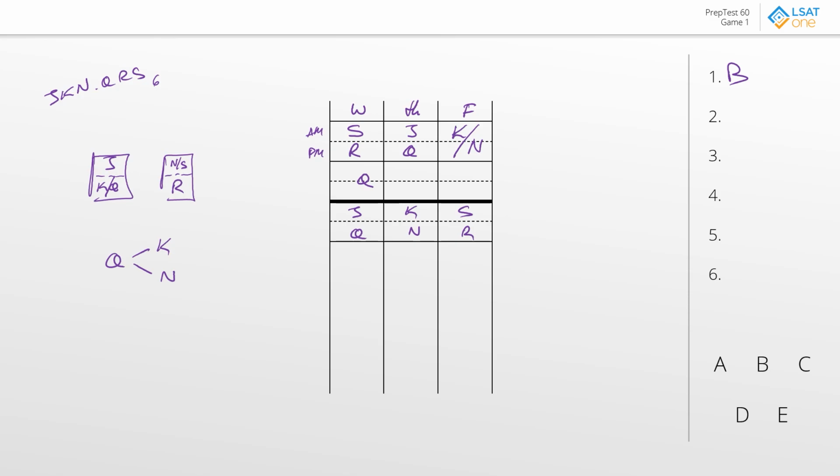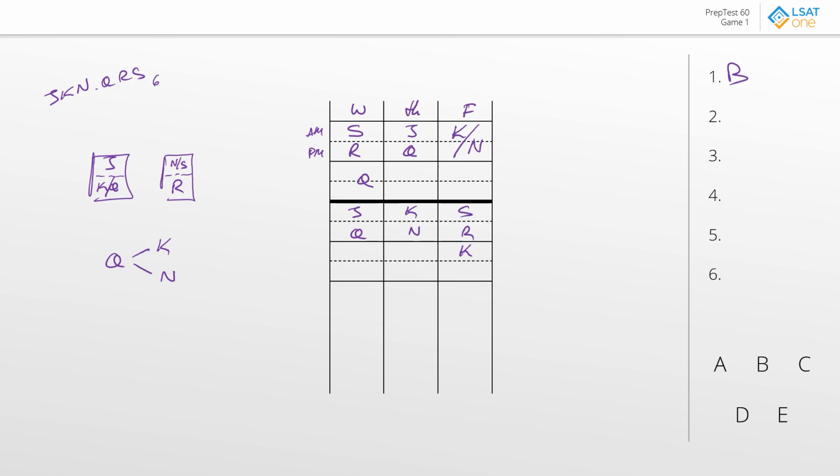If K is on Friday morning. Now, if K is on Friday morning, obviously that could work in this template, but that could also work here. There's nothing stopping the K from going there. So you know what? Let's set this up separately. If we have K on the Friday morning, I guess the question becomes, what does that tell us?